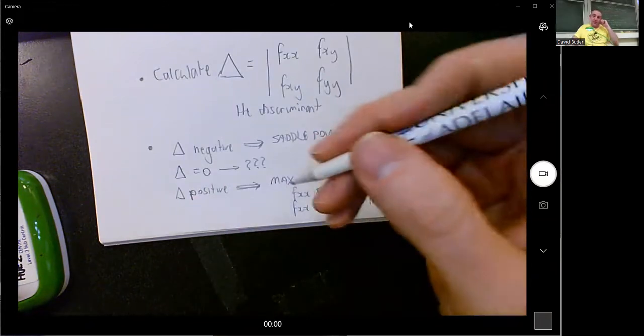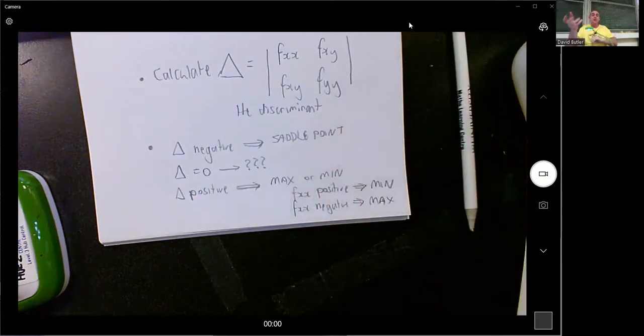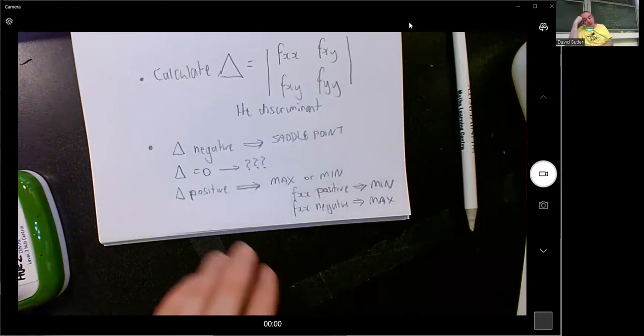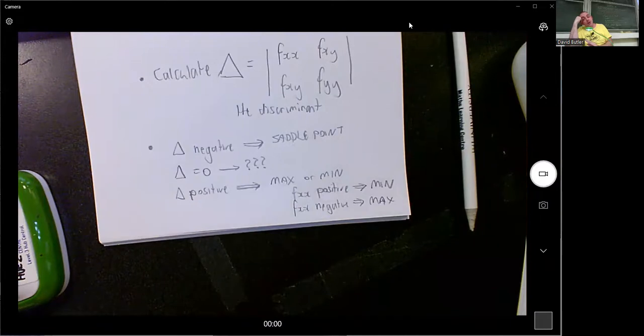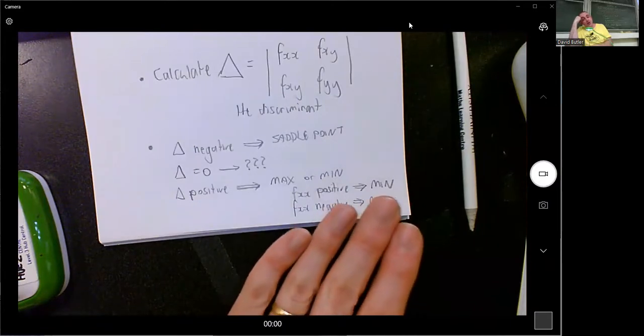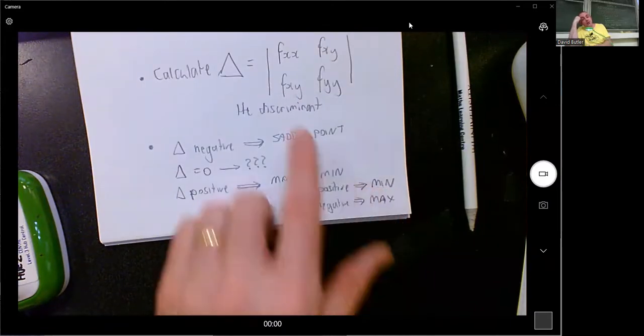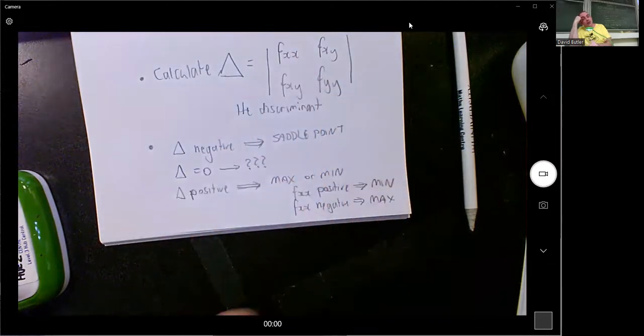So that's the two-stage solution. You have to first figure out what the delta is, and then if it's negative, it's a saddle point, you can just stop. And if it's positive, you get a maximum or a minimum. And then the next stage is that you have to then look at the things that went into calculating it and do that.